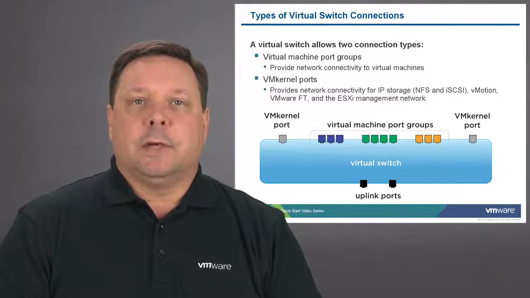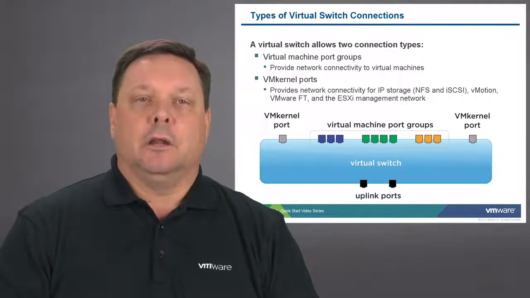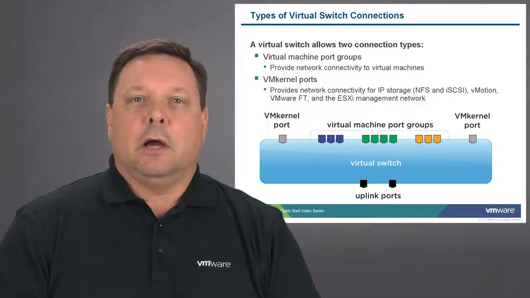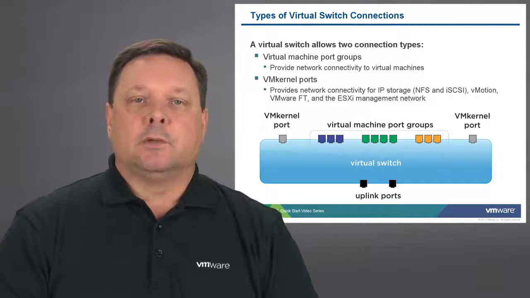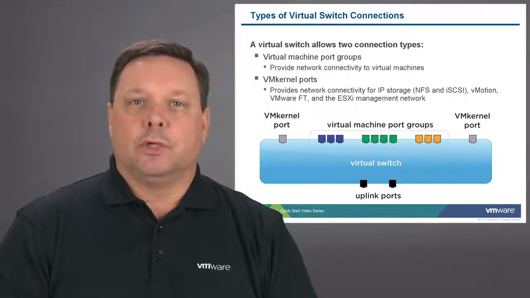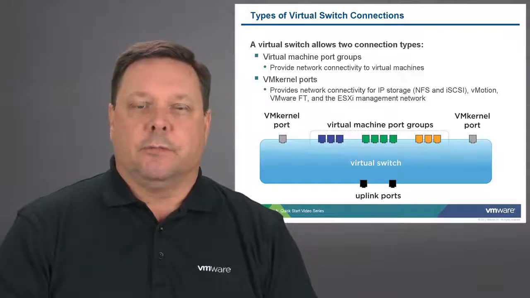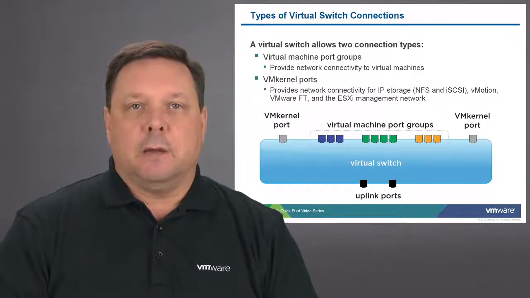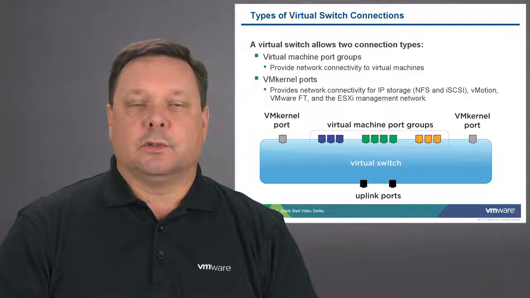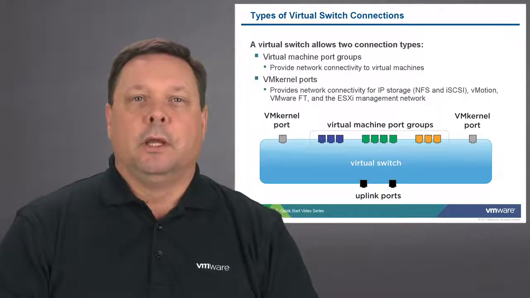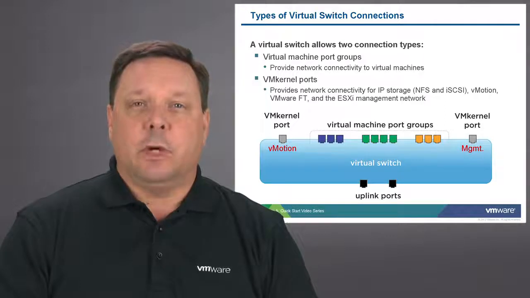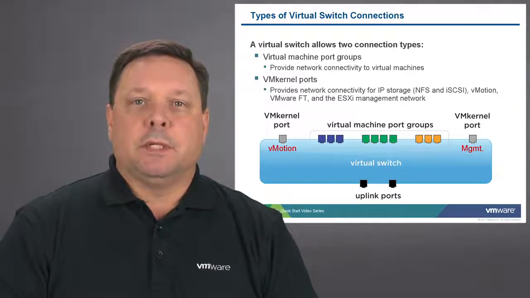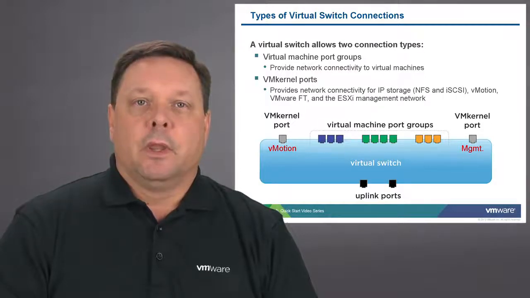There are two different types of connections that can reside on a virtual switch, allowing virtual machines connectivity to the outside world as well as connectivity to other virtual machines within a vSphere infrastructure. Additionally, the second type of connectivity available to a switch is a VM kernel port. These ports are largely used for technologies such as vMotion, IP-based storage, and management of that ESX server.